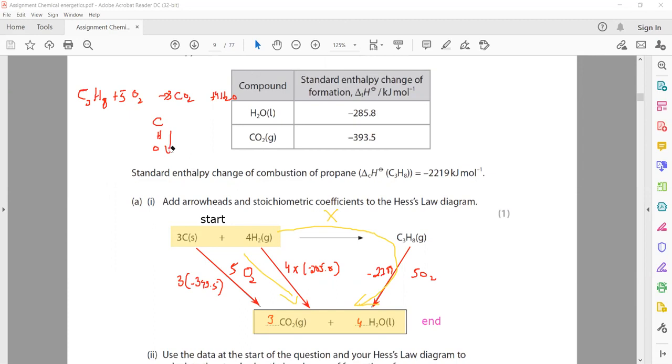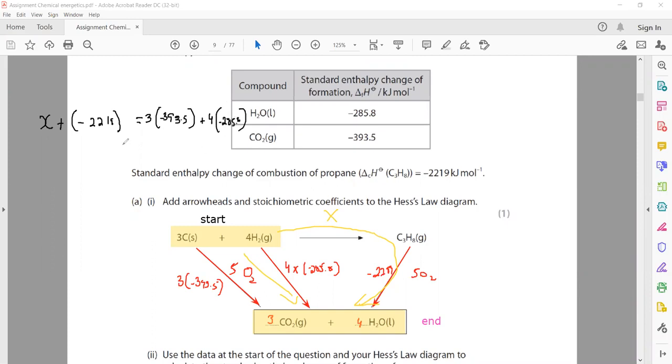When we apply the Hess's law cycle, as the overall energy change is independent of the route, the equation will be X plus the energy for combustion, because we are following path 1, so it is minus 2219, and that is equal to the second route. In the second route, the energy change is 3 times the formation of carbon dioxide, which is minus 393.5, plus 4 molecules of water are produced, so it will be 4 times minus 285.8.